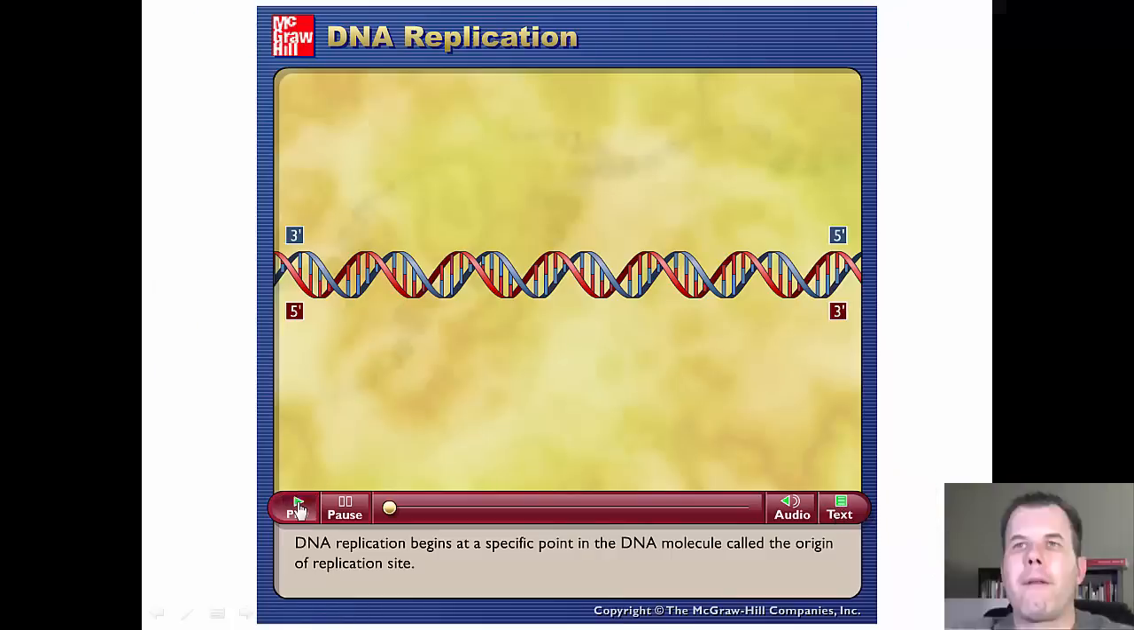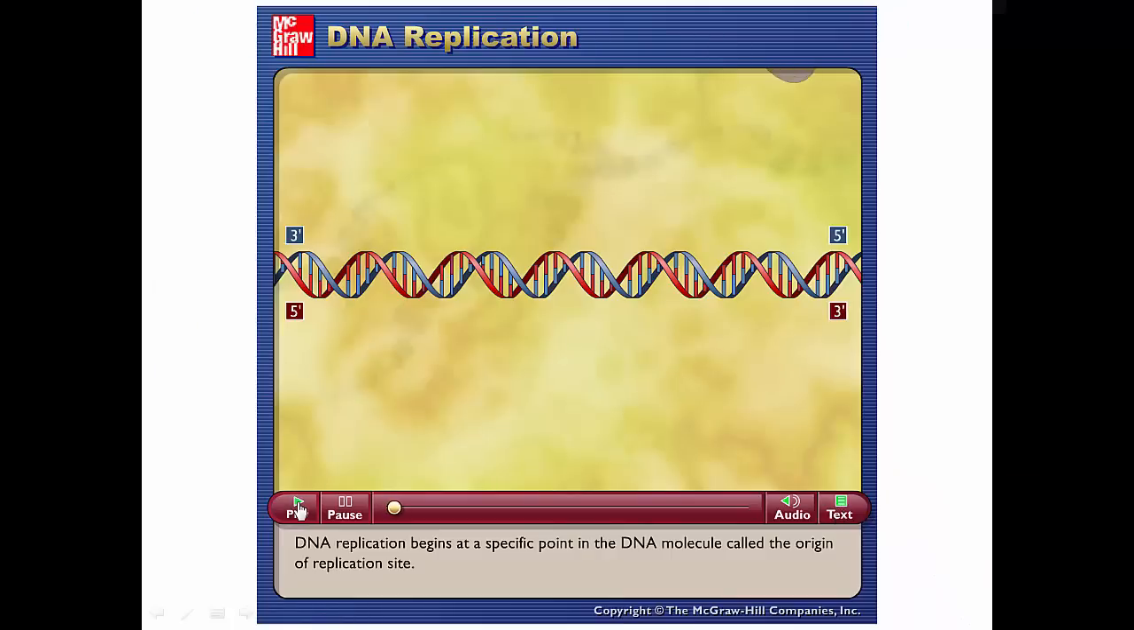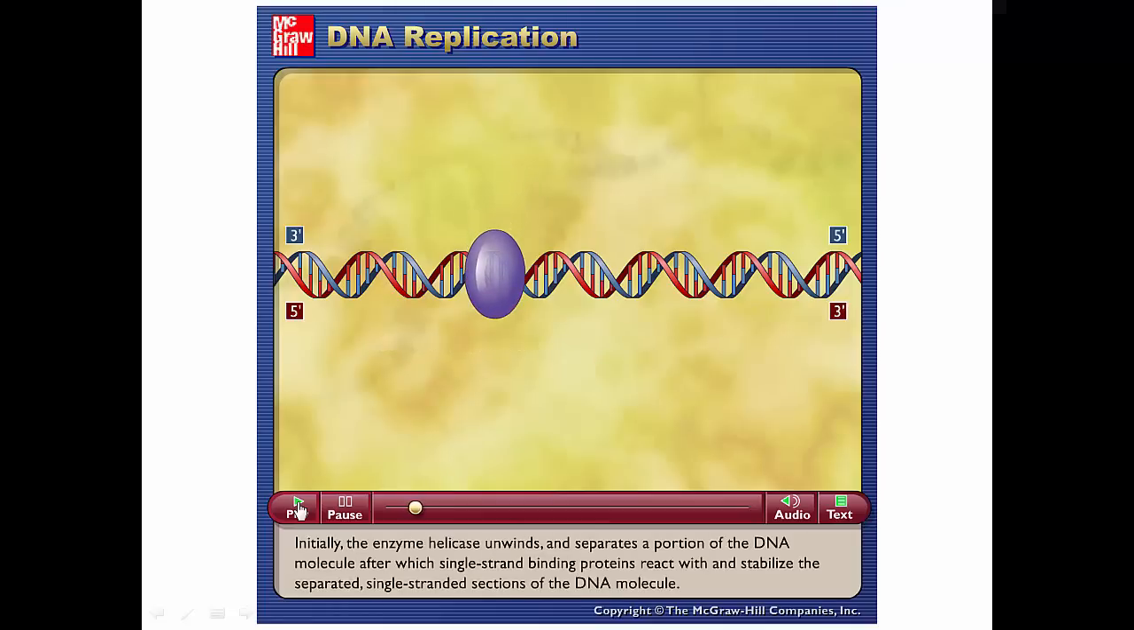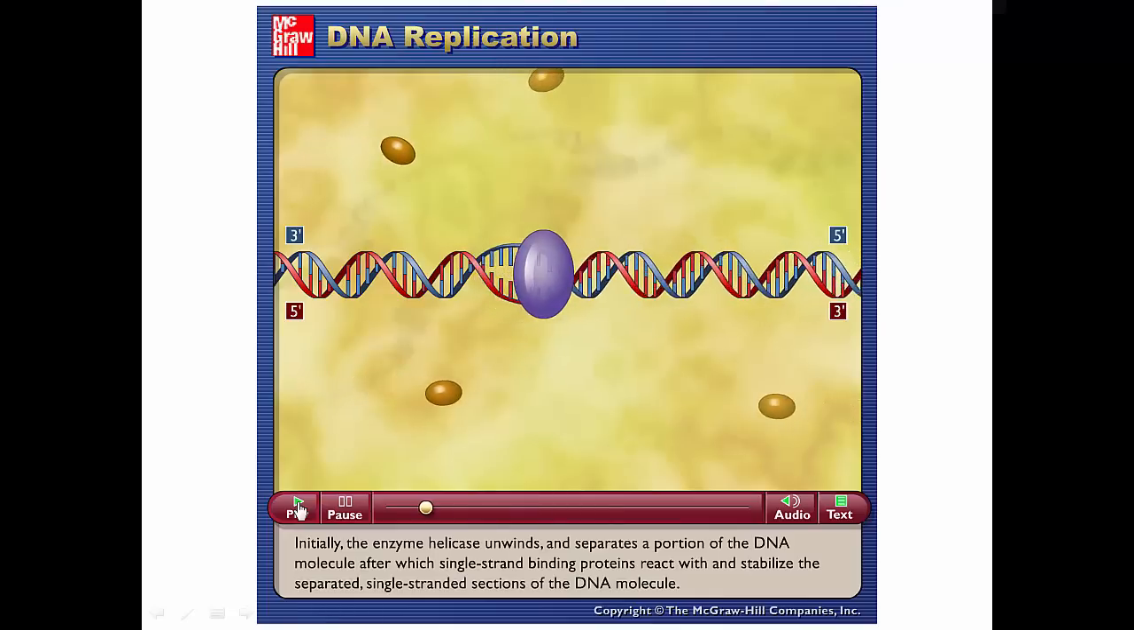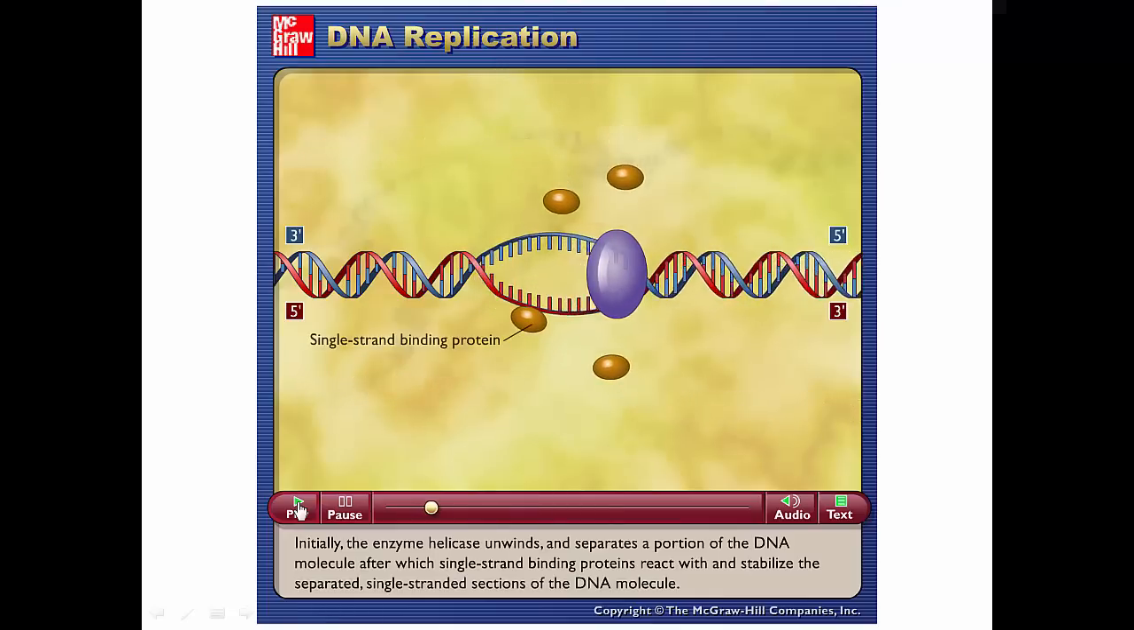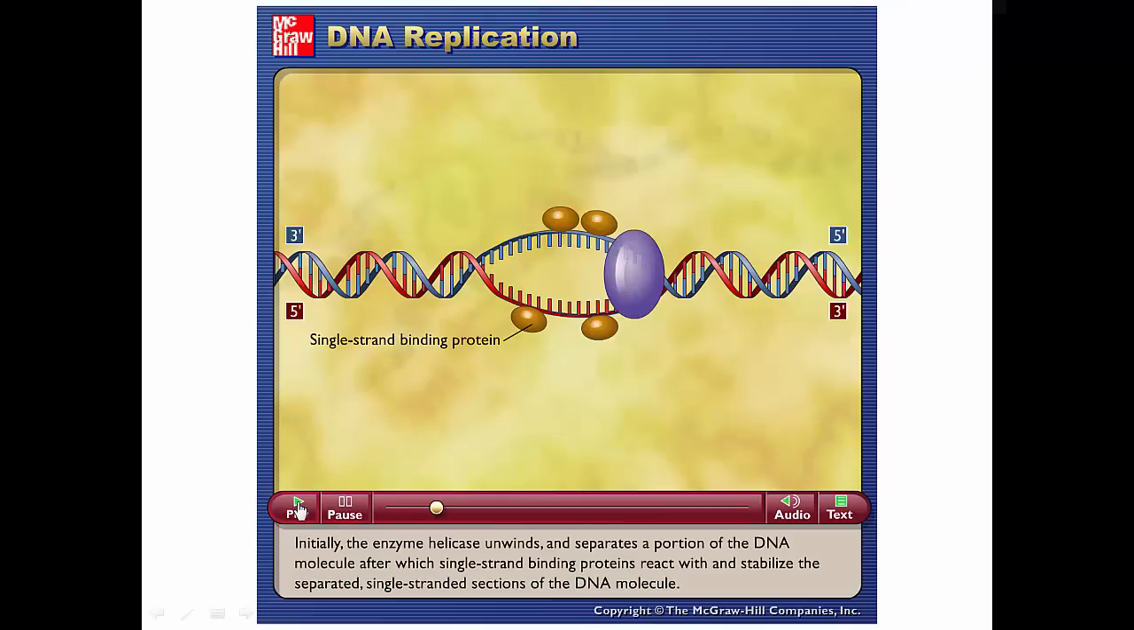Okay, here's the video. DNA replication begins at a specific point in the DNA molecule called the origin of replication site. Initially, the enzyme helicase unwinds and separates a portion of the DNA molecule, after which single-strand binding proteins react with and stabilize the separated single-stranded sections of the DNA molecule.